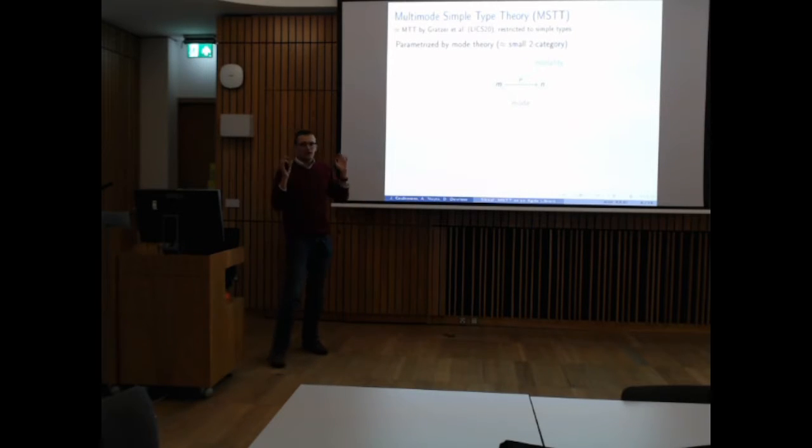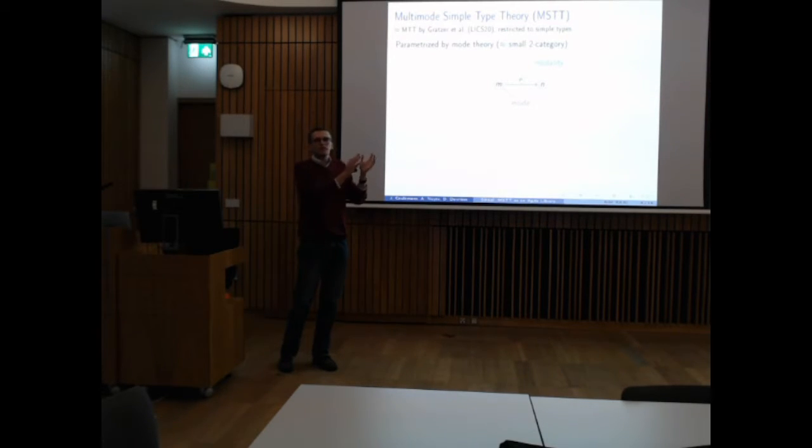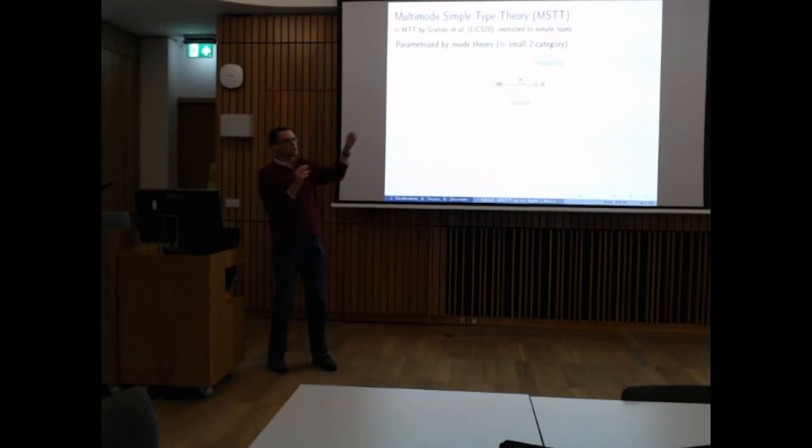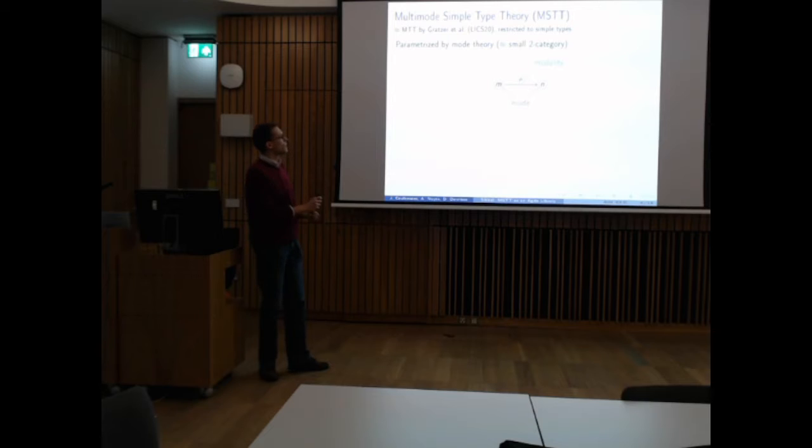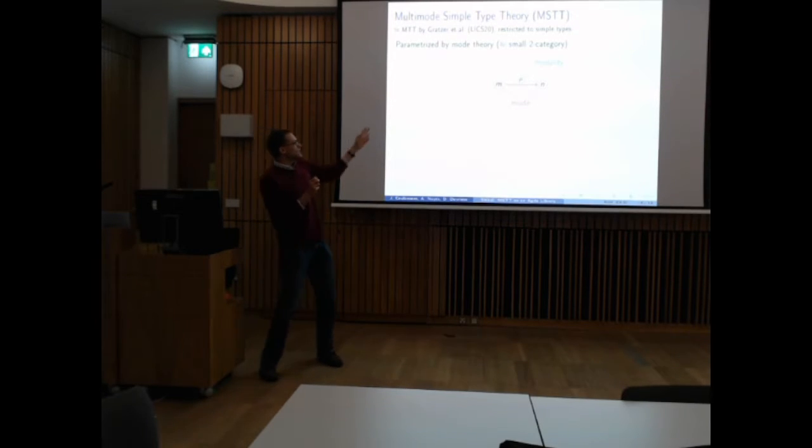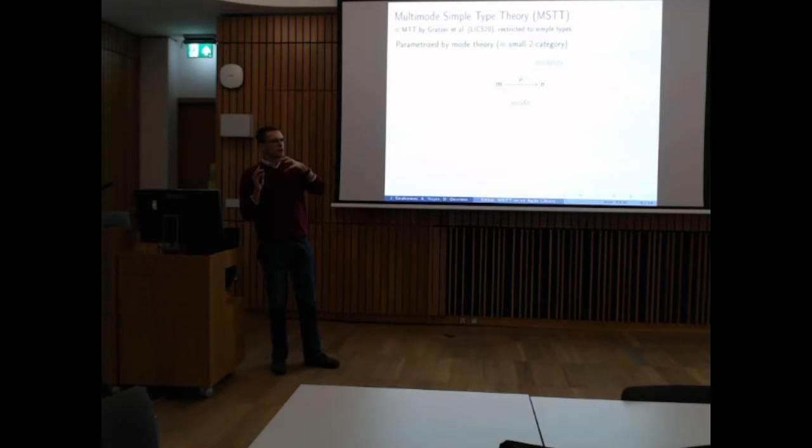What you should think of is that at every mode, there is a copy of Martin-Löf type theory, or in the simply typed setting, let's say, simply typed lambda calculus. So at every mode, you have functions, you have products, you have natural numbers, booleans, etc. And the modalities will provide new primitive constructors that allow you to transport definitions at one mode to another mode. So how does that work more concretely?